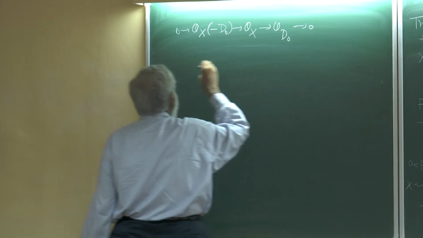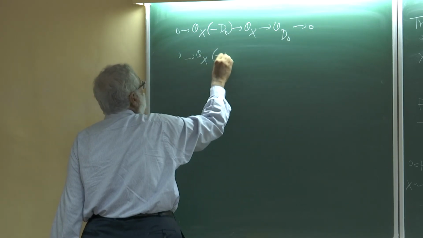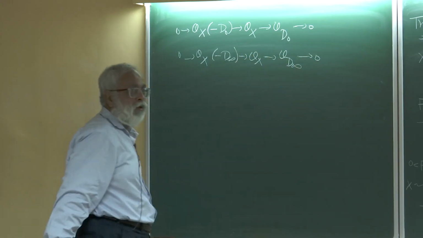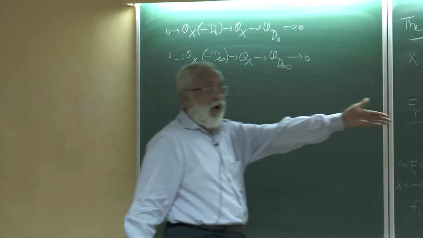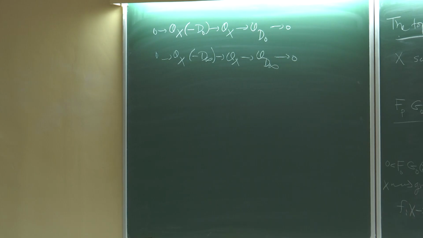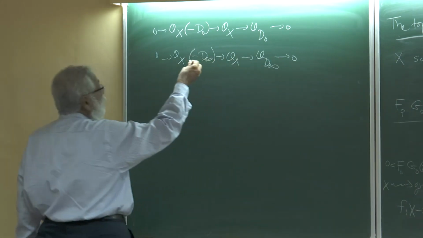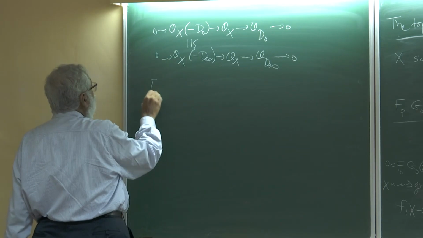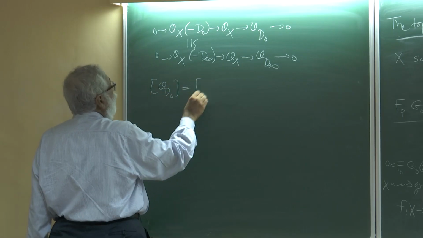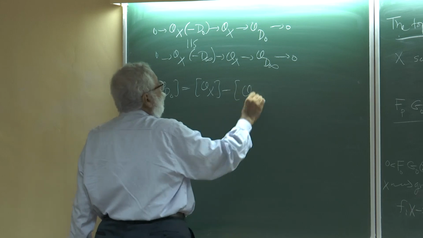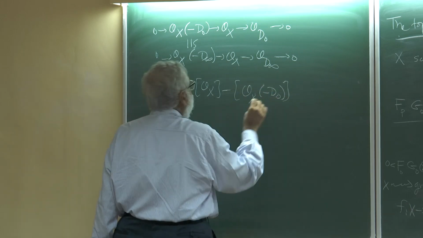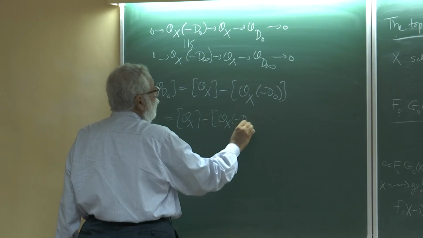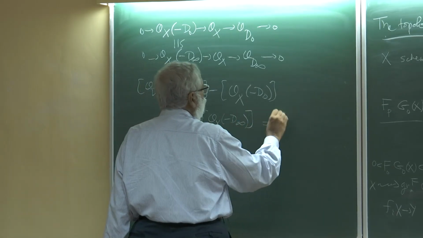But notice that I have exact sequences: 0 to OX of minus d0 to OX to O of d0 to 0, and 0 to OX of minus d infinity to OX to O d infinity to 0, right? d0, d infinity are effective divisors. These are, well, apparently the ideal sheaves, but in fact they are now invertible sheaves and they are isomorphic. Therefore, the class of O d0 is equal to the class of OX minus the class of OX of minus d0, which is of course the same as the class of OX minus the class of OX of minus d infinity, which is equal to the class of O d infinity.